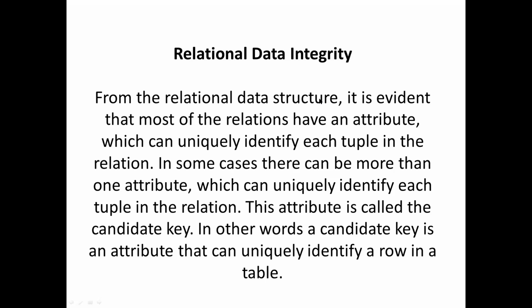All right, it is evident that most of the relations have an attribute which can uniquely identify its tuple. Tuples mean rows. In some cases, there can be more than one attribute which can uniquely identify its tuple in the relation. This attribute is called the candidate key. In other words, the candidate key is an attribute that can uniquely identify a row in a table. That means, as we have seen before in the other relational tables as well, each row is different from other rows, right?